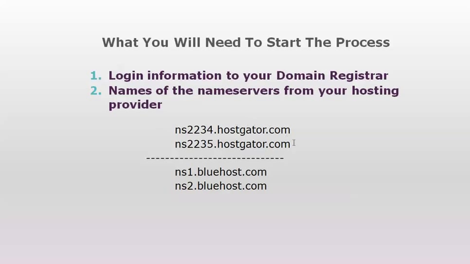And here I'm showing you two examples of name servers. One is from HostGator and the other one is from Bluehost. Now, HostGator provides you with four-digit name server names, and name server 1 is the lower digit number and name server 2 is the higher digit number. Bluehost doesn't give you any large numbers. It only labels their name servers as name server 1 or name server 2. So now let's see how to actually do this.